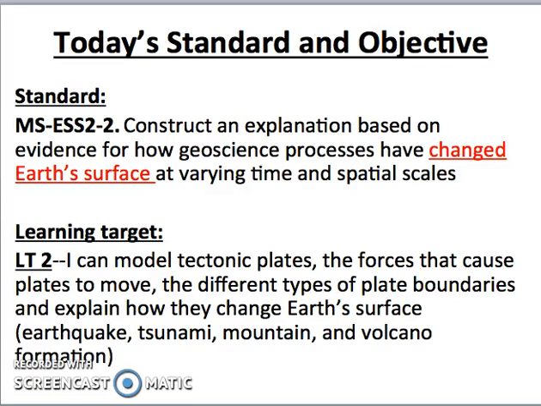Hi guys, today we are focusing on the standard 2-2, which talks about processes on the Earth that have changed Earth's surface at different time and spatial scales. So we'll talk about what this means through a learning target. So we're on LT2. We're going to be talking about something called plate tectonics. We're going to talk about forces that cause plates to move. We'll talk about what they are. We'll also talk about plate boundaries, and we're going to talk about earthquakes, tsunamis, mountains, and volcano formation, what they have to do with plate boundaries. So let's get started.